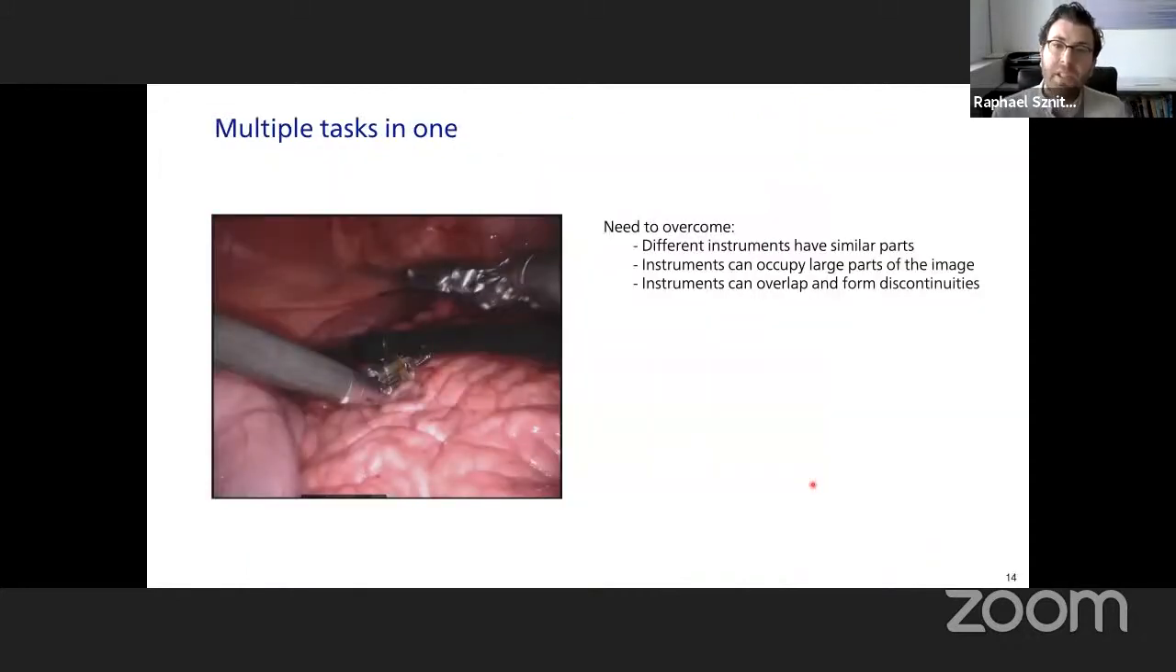So in particular, we need to overcome a few things. First, that different instruments, as I mentioned, have similar parts to them, and they appear the same way. Some instruments can occupy huge proportions of the image, depending on what the surgeon is doing, and others can be very small. And then also instruments can overlap and form discontinuities. And that makes it really hard to say which pixel belongs to which instrument, right? So if two instruments are crossing, it makes that distinction really hard.